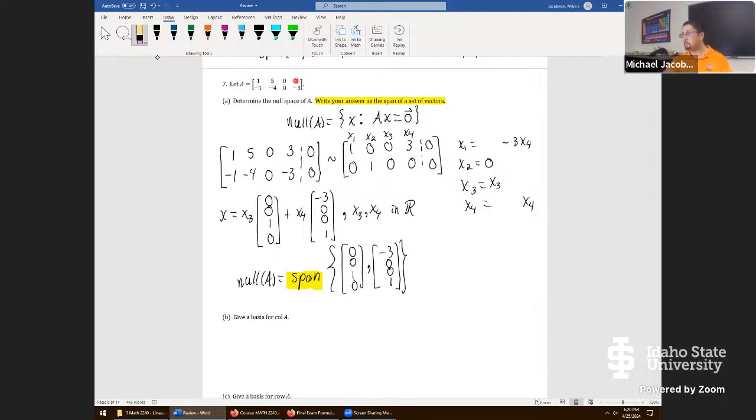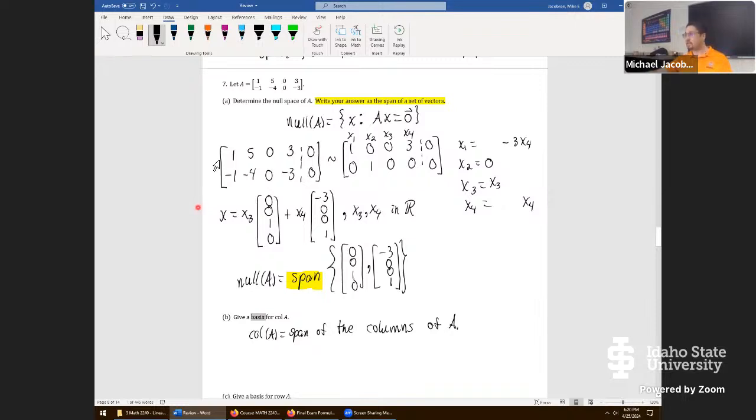Column space of A is equal to the span of the columns of A. So you could just write down here, column space of A is the span of this vector, and so on down the line. But what we want is a basis.